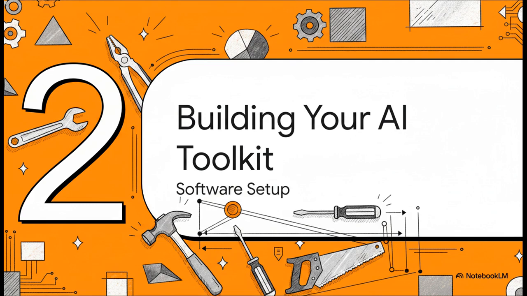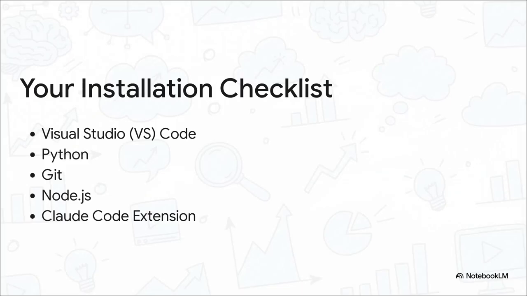All right, time to build our AI toolkit. And don't worry, this isn't nearly as complicated as it might sound. We just need to grab a few standard, and by the way, totally free, tools to get our little digital workshop all set up. So the foundation of our system is just these 4 standard developer tools: VS Code, Python, Git, and Node.js. Once you do a quick install of those, you'll just add the Claude Code extension right from inside VS Code. It's a simple one-time setup, and then you are good to go.